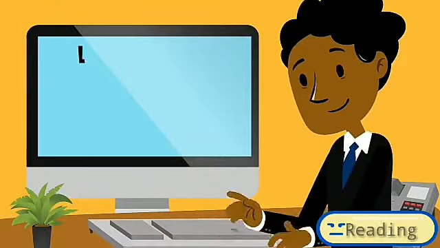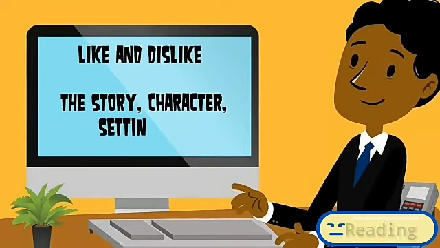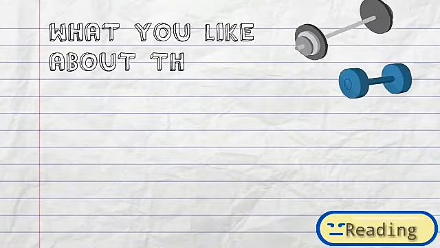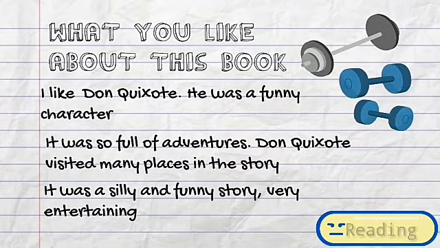After the summary is done, what we have to do next is write down our likes and dislikes about the story, and also the character and setting. Okay, I'll give you an example. What I like about this book are: I like Don Quixote because he was a funny character. Number 2, it was so full of adventures. Don Quixote visited many places in the story. And the last one, it was a silly and funny story, and it was very entertaining.